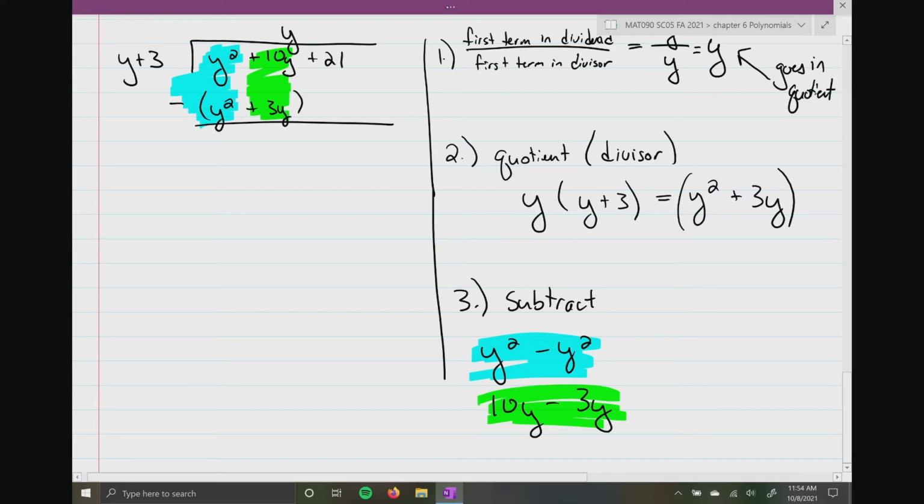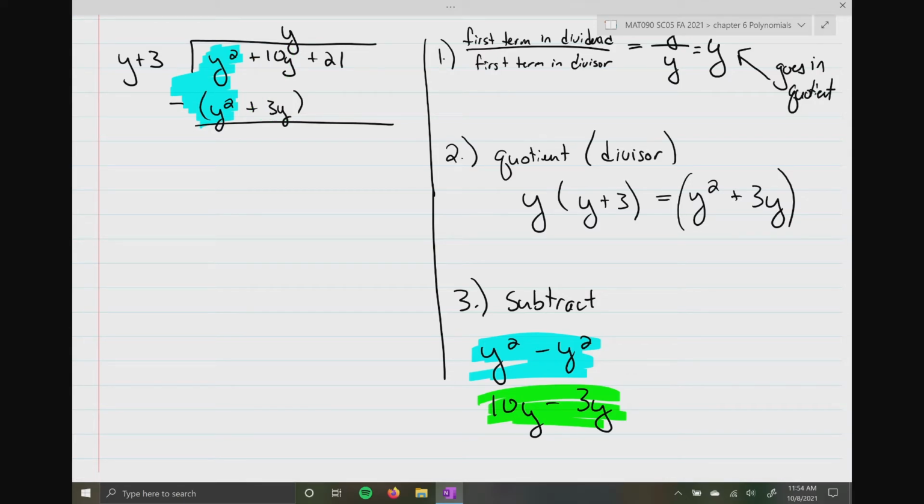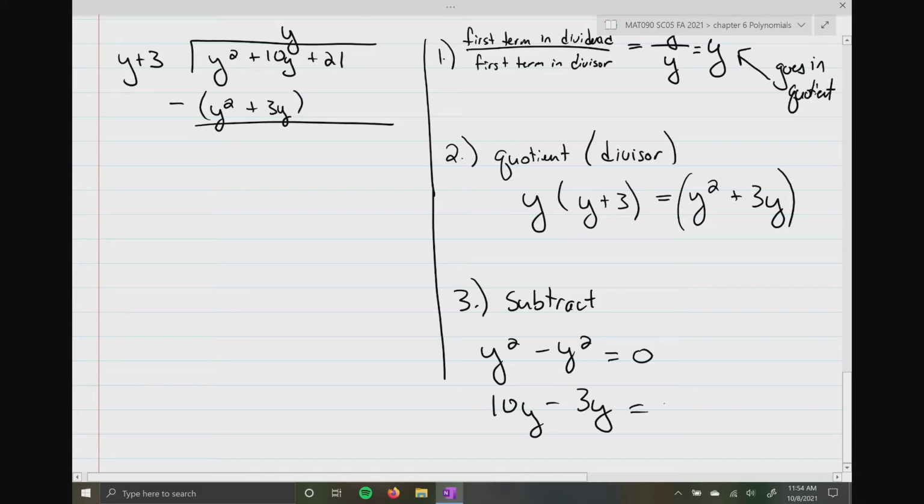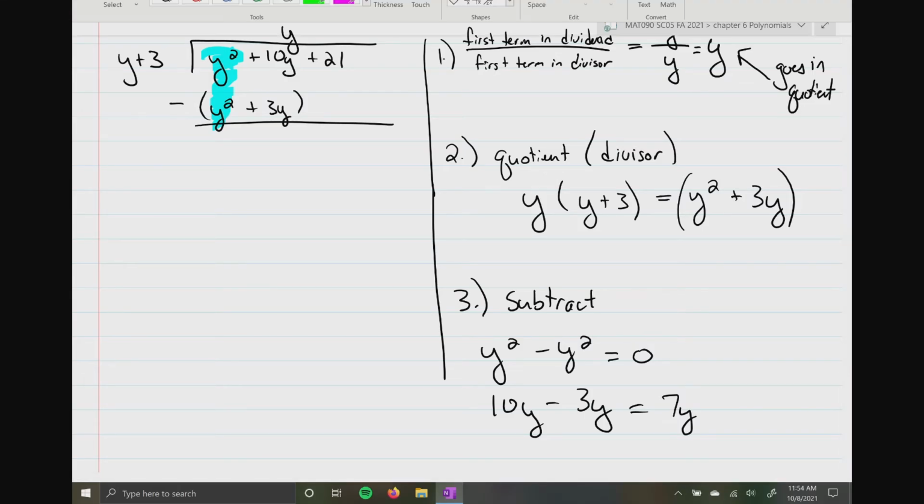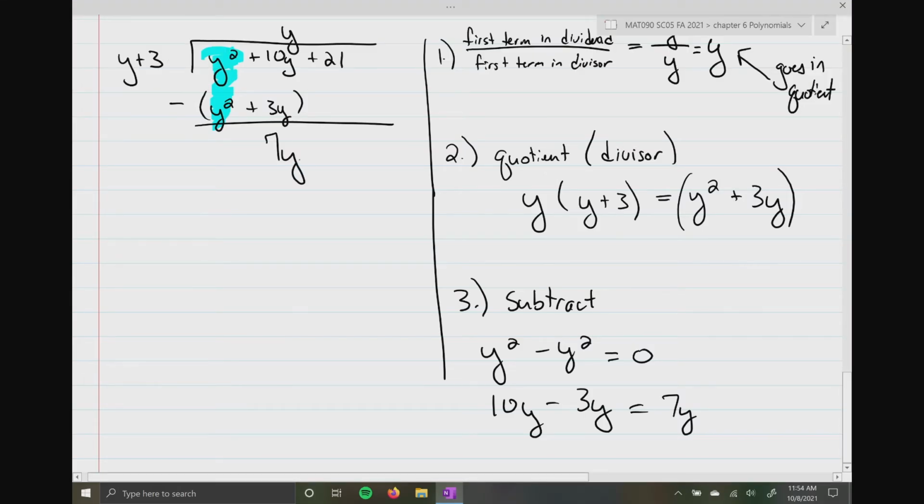So, let me get rid of these colors real quick now. So there I get 0, and here I get 7y. Now, you know you're doing this correct because this term right here, let me highlight it again, that should always go to 0. Always. That's how you know you're on the right path. 10 minus 3 is going to be 7y. So if you think about it, we just did the first step in long division. We did the whole first thing.